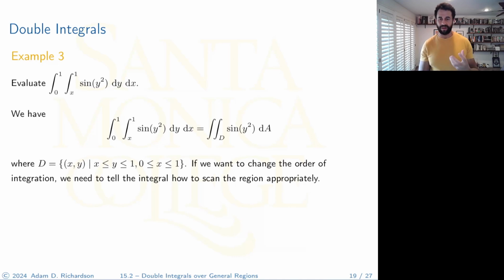So like I'll say by iterating it, we can just write this as a double integral over some region D, and the region D is described like so. So y goes between x and 1, and x goes between 0 and 1, just like that. Now, if we want to change the order of integration, we got to change the way we scan.